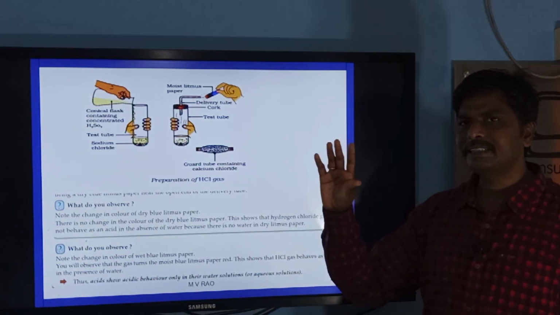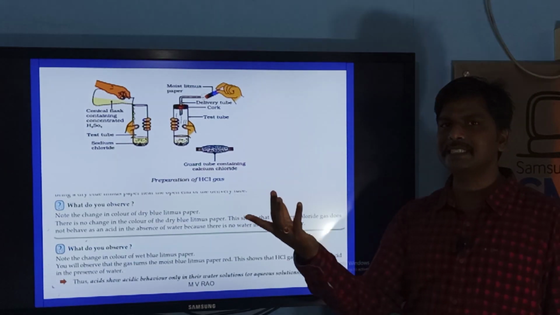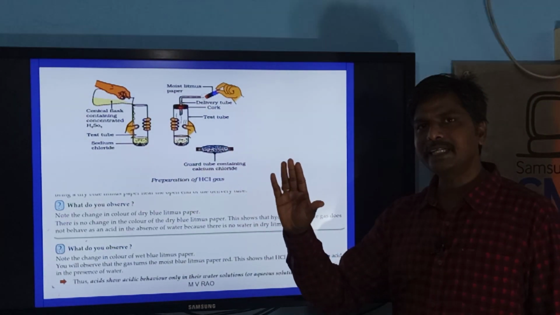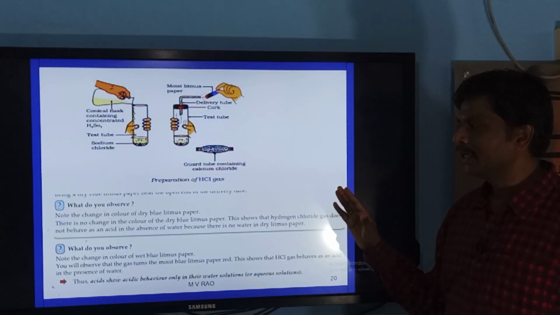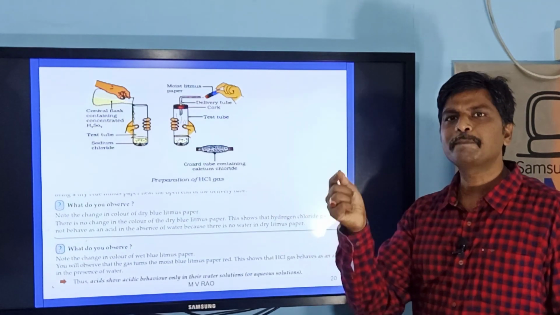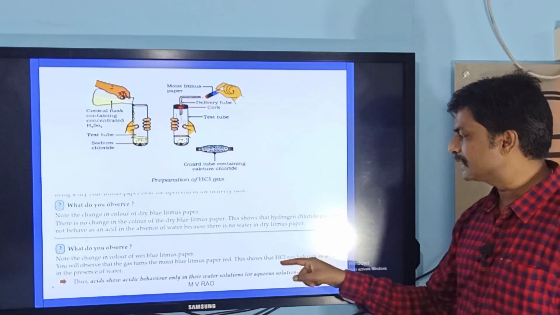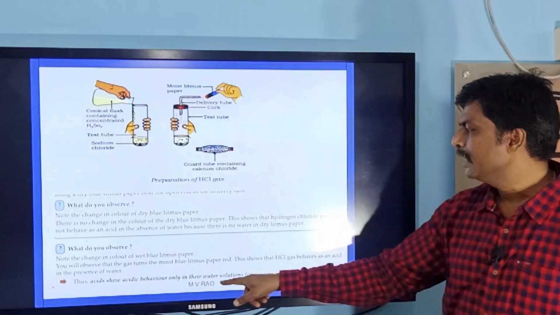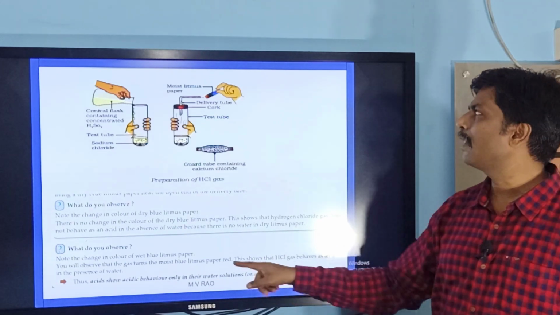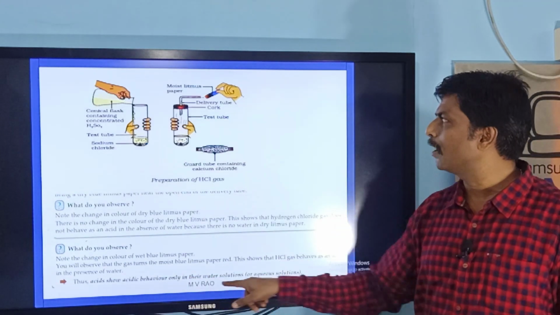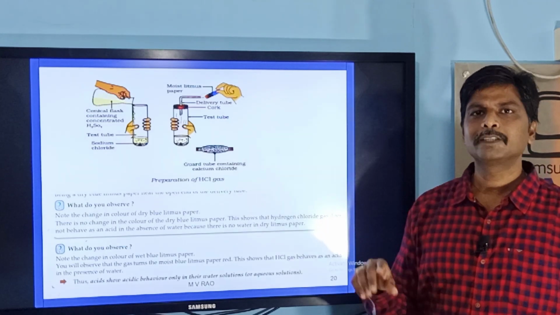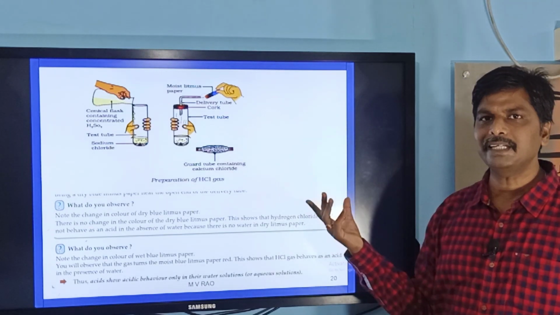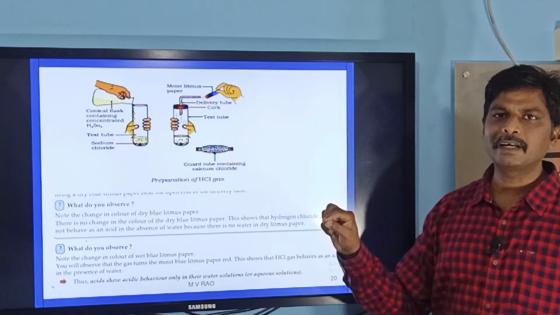HCl gas in dry state is not an acid. It is a very important topic for exams. HCl in aqueous state, that means in the presence of moisture, acts as an acid. That means acids show acidic behavior only in their water solutions. In the presence of water only, it gives H plus ions. So in dry condition there is no H plus ion. Dry HCl is not an acid. HCl in presence of water is an acid.